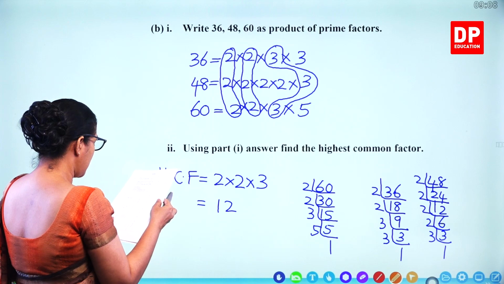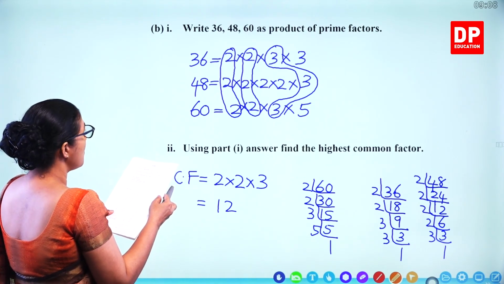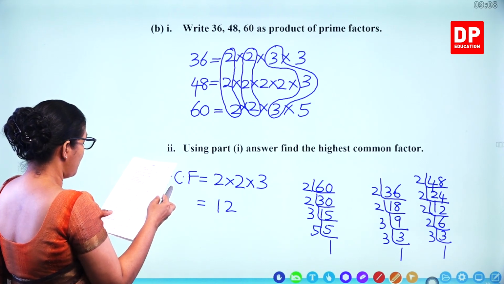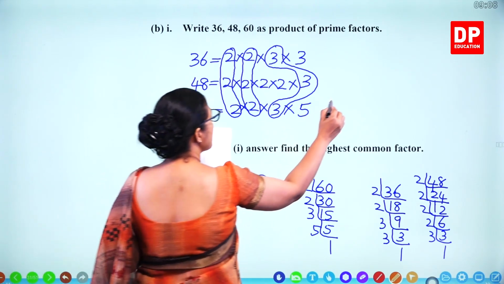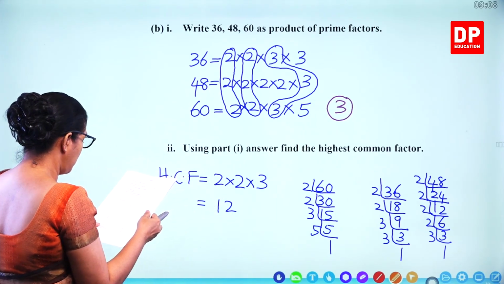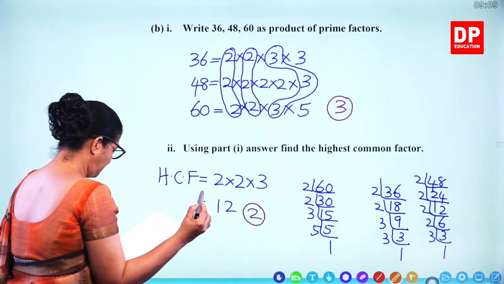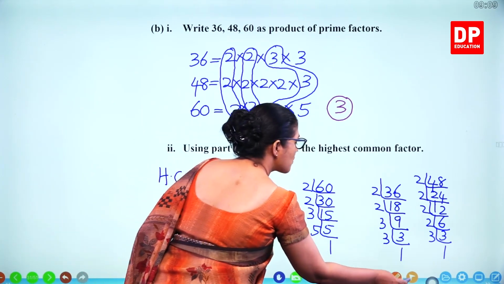So you get 3 marks. 2, 2, 3, 3. 2 times 4. 3, 2, 2, 3, 5. 3 marks. And this one, 2 marks. And let's see the next one.